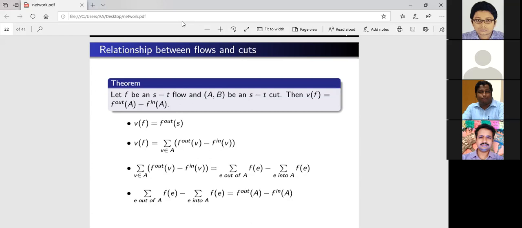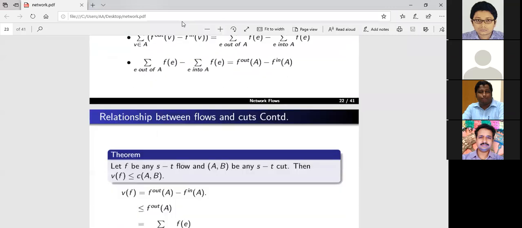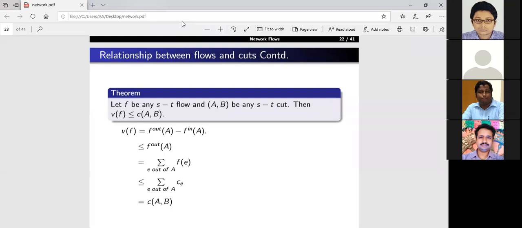And that brings us to the very famous and most popular result. So this is the proof that value of the flow is less than or equal to capacity of the cut. Value of the flow is equal to F out of A minus F in of A, which is less than or equal to F out of A. Now, F out of A is equal to the sum of the flows on the edges out of A. Every flow is less than or equal to capacity, so this is less than or equal to the sum of the capacities out of A, and this sum is the capacity of the cut AB. So value of every flow is less than or equal to capacity of every cut.